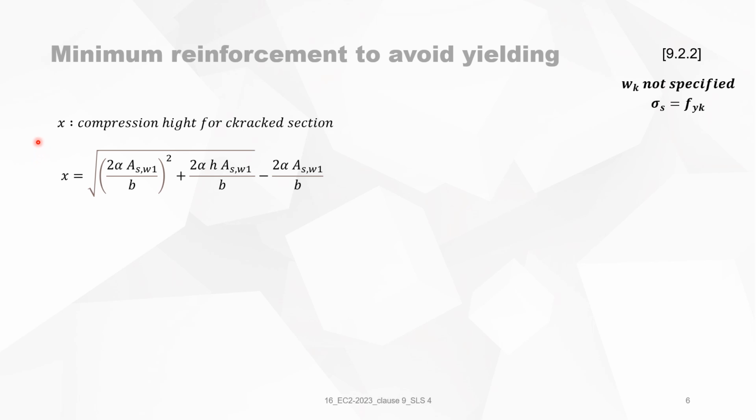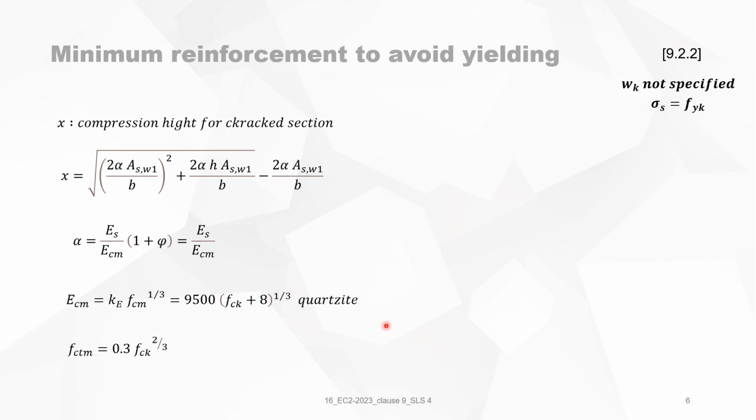Then X is the compression height for the cracked section. It's equal to this formula. And alpha is the ratio of the modulus of elasticity of the steel divided by the mean modulus of elasticity of the concrete, multiplied by 1 plus phi. Phi is here 0, so it equals ES divided by ECM.